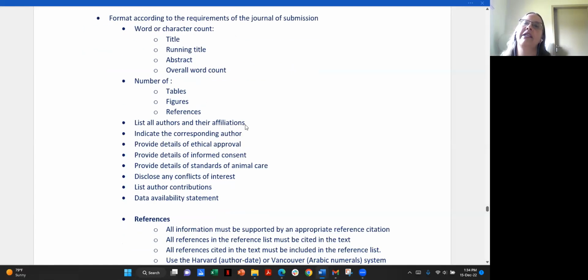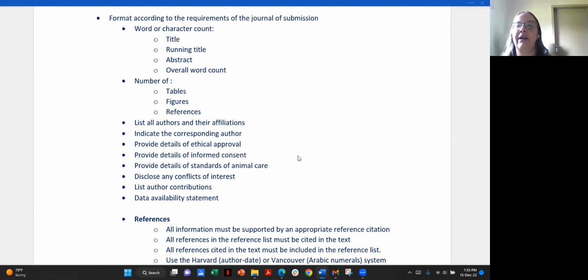Other little things: don't forget to list your authors and their affiliations on the title page. Indicate the corresponding author. Provide details of ethical approval. Very important. That you put the committee that approved it. And if you've got an ethical approval number, please put that in. Provide details of informed consent. Also very important. Remember with children, yes, they can't provide informed consent, but that's no reason to ignore it. You must then get the parents or the guardians to provide that informed consent.